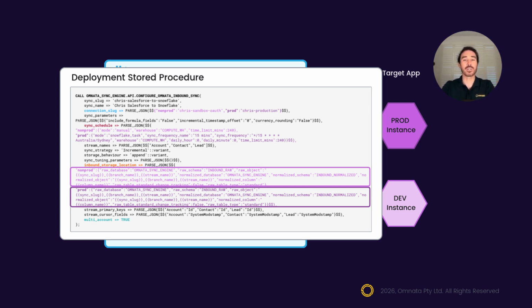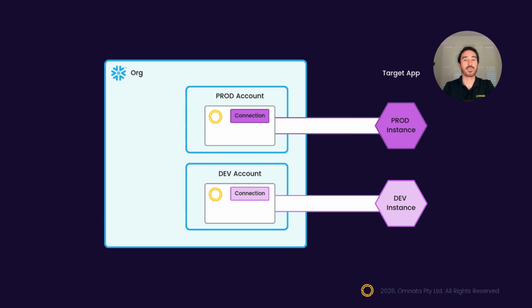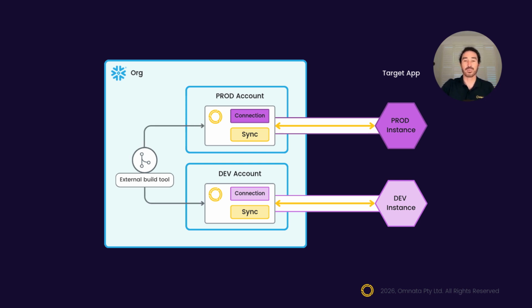You can take this stored procedure and run it on each of your Snowflake accounts. And because the Omnata app is aware of which account it's installed on, it will pick up the relevant configuration for that account. This allows you to manage the configuration of syncs in whatever source control tool that you use. Running that stored procedure will create a sync in each account that's listed without any hand configuration other than the first time in your dev account.